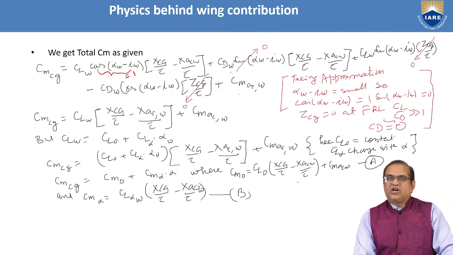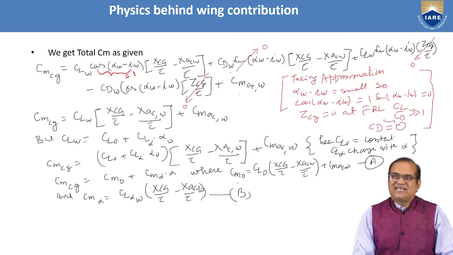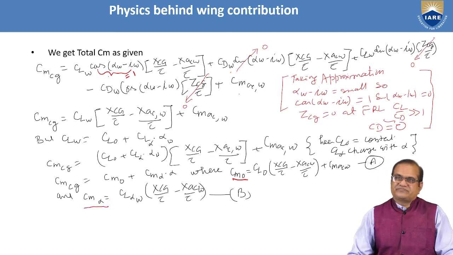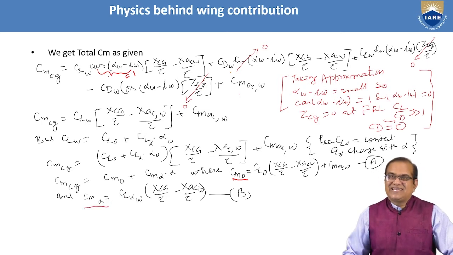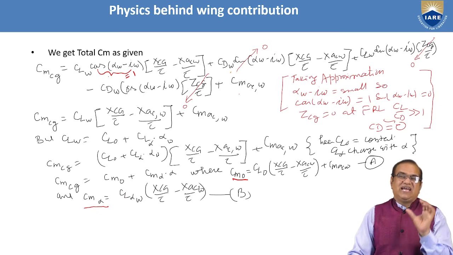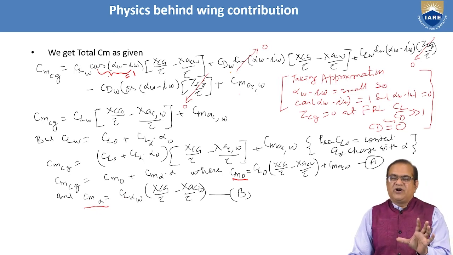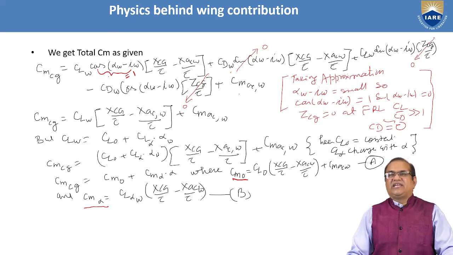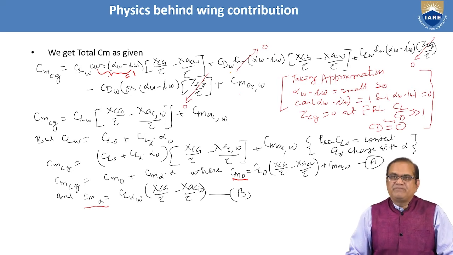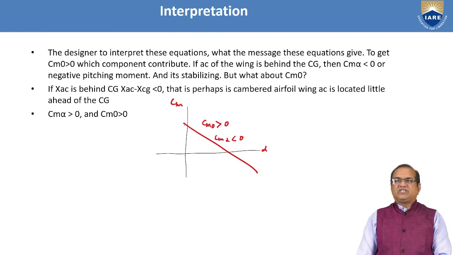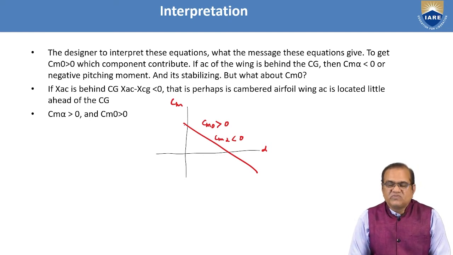So we got these two equations. One is for the CM naught and another is for CM alpha. So in this we can see that the distance between the center of gravity and the aerodynamic center is very important to find out these two parameters, that is equation A, the CM naught, and equation B, CM alpha. Now we are going to discuss the interpretation of this result.